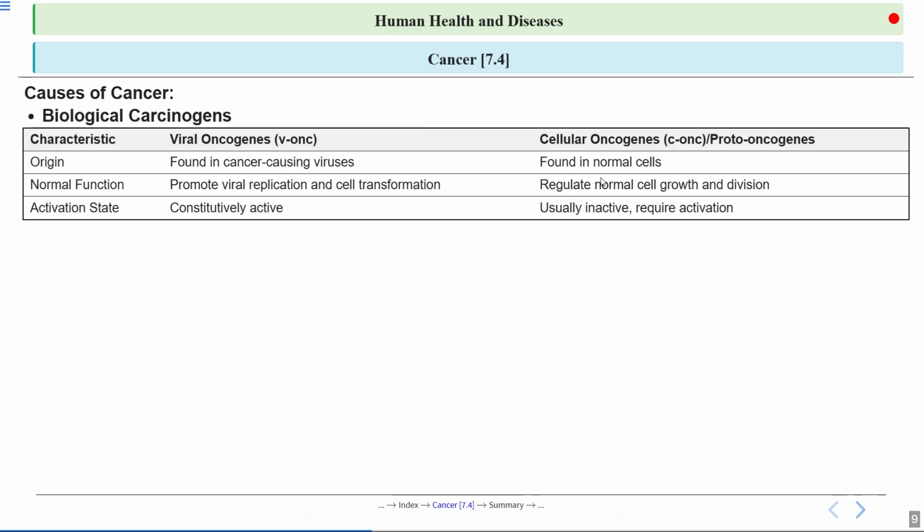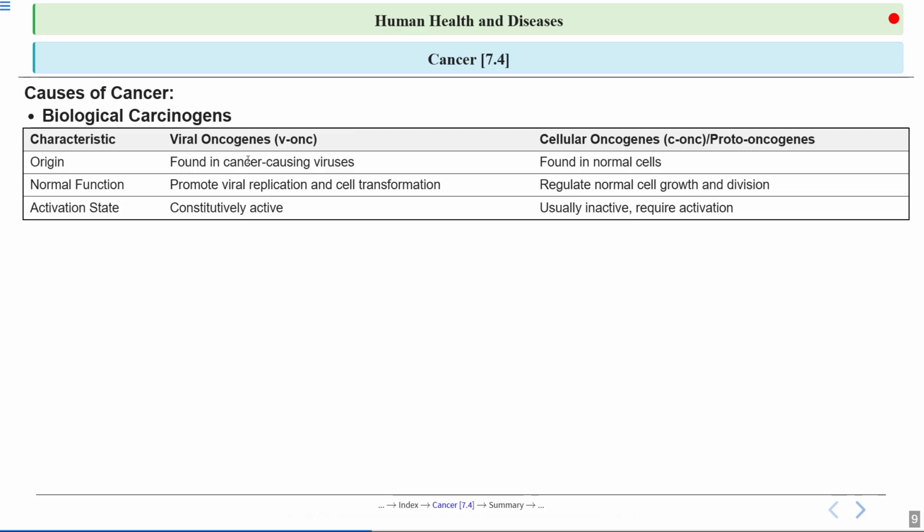Biological carcinogens like certain viruses can cause cancer by messing with the genes that control cell growth. Here you can see viral oncogenes. What is the origin? They are found in cancer-causing viruses. And cellular oncogenes are found in normal cells. What is the normal function of viral oncogenes? They promote viral replication and cell transformation. Whereas cellular oncogenes regulate normal cell growth and division.